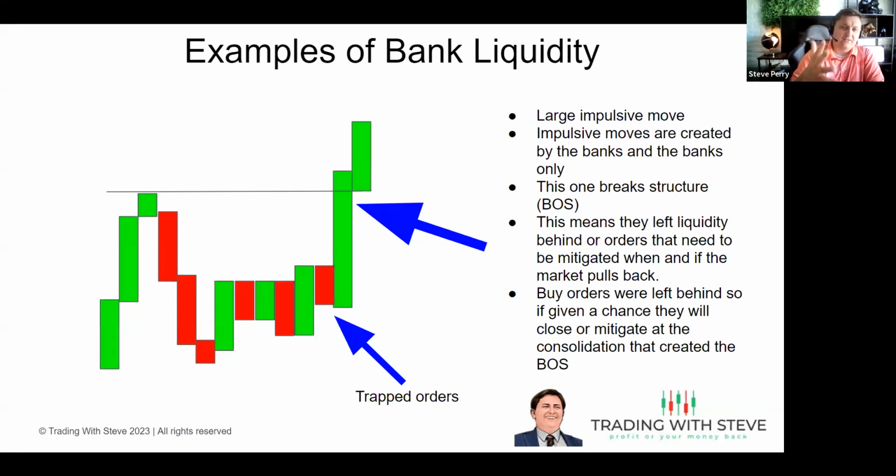You've got five green candlesticks in a row or five red candlesticks in a row, and the market's just moving up and up and up in your favor. Or it's moving down against you, right? Impulsive moves like that, where you have big moves, are not created by retail traders like you and me. Those are created by the quote unquote big boys, right? The banks and the institutions. They're the ones who create those big impulsive moves, right?